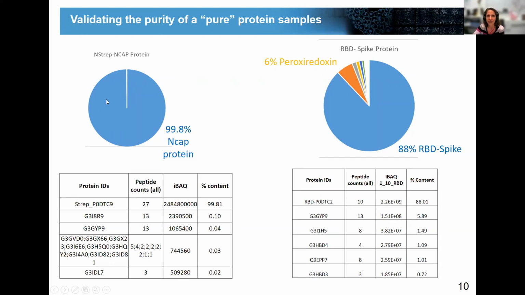Then we had some samples that looked very good. So 98% of the peptide intensities that we found in this sample are coming from the target protein, the NCAP protein in that case. And some other samples look maybe less good. Here only 88% are the target protein, and we also found some significant contaminants there. So this is the type of data that you can generate with this iBAQ algorithm and doing absolute quantification.